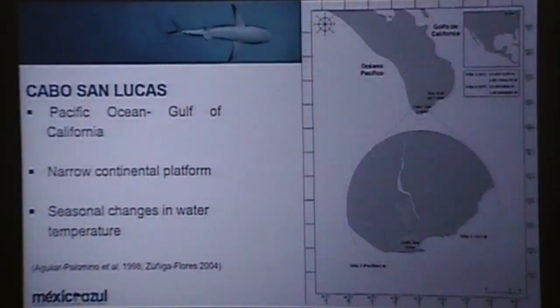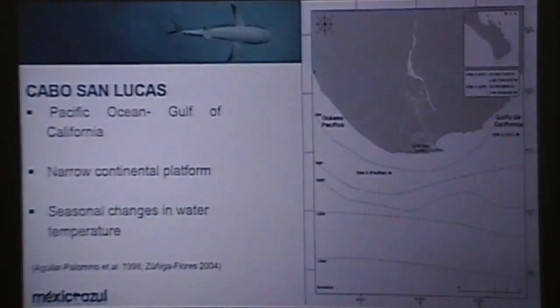And there are drastic changes in the water temperature over a year, with temperatures as low as 18 degrees Celsius in the winter and as high as 31 degrees Celsius in the summer. Those are our two main points of collecting data.